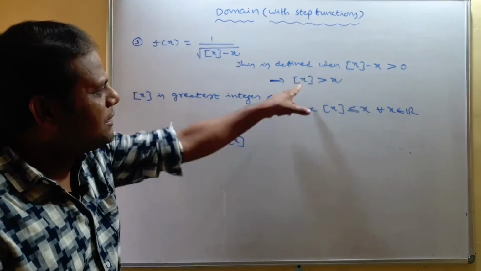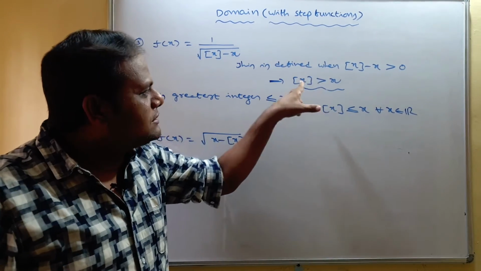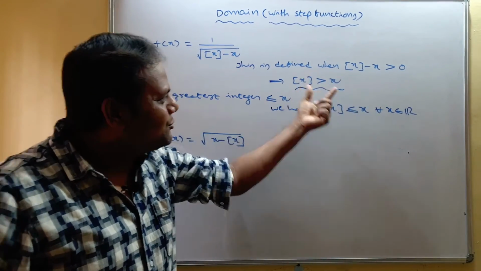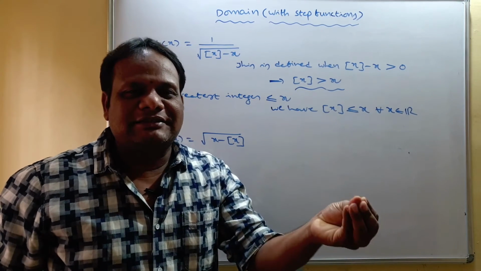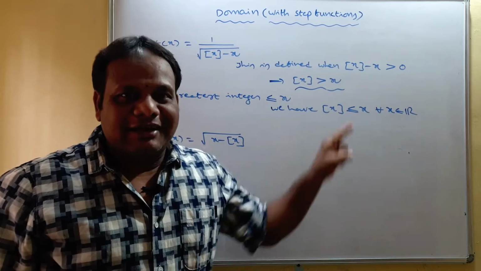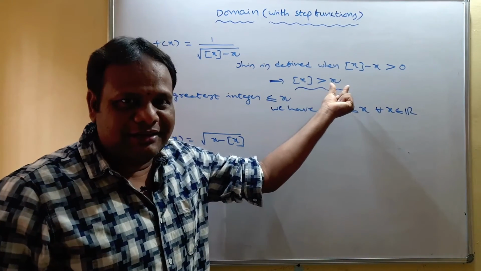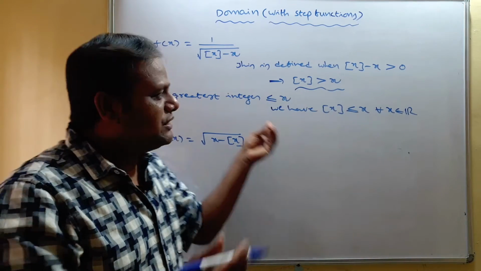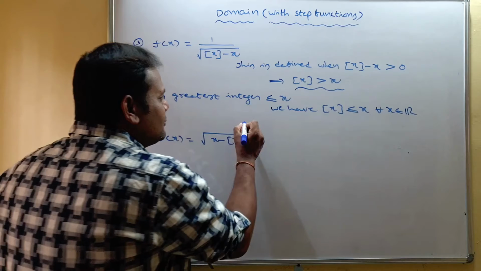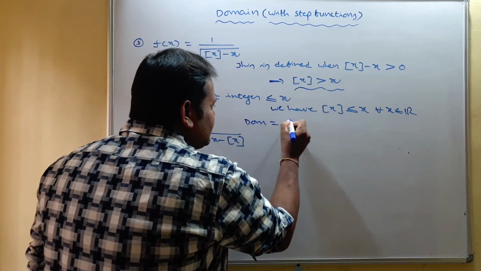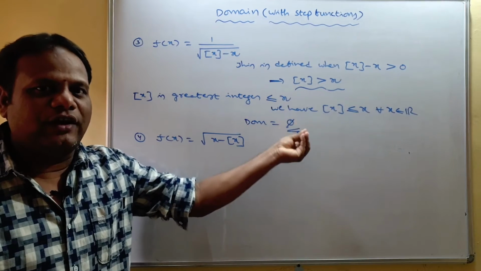set. But here what do we want? We want the values of x where step x is more than x. Is it possible? No, it is impossible. Why? Because step x is always an integer less than or equal to x. But here we got step x greater than x. So there are no real values satisfying this condition. That's why the domain of this function is the null set. So the domain of this function is the empty set phi.